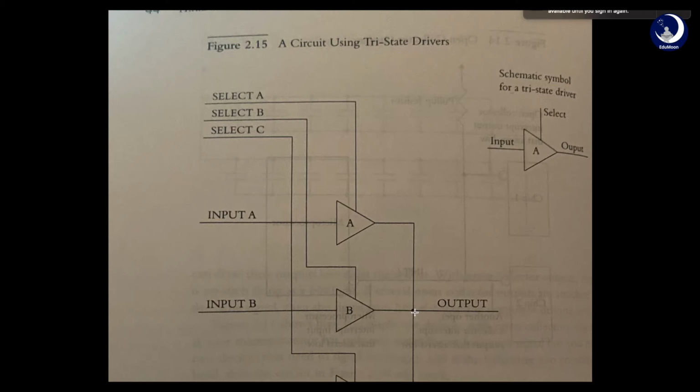Okay, I'm just repeating it again. The output signal will reflect the input of the driver for which the select signal is asserted. Say if input A is not attached to select B or C, or input B is not attached to select A or C, in such a way you can have all kinds of permutations and combinations while you are connecting it to the particular driver.